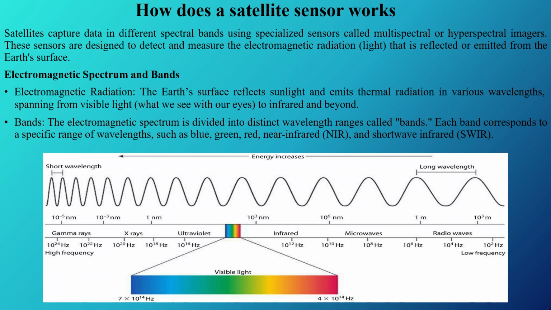The image shown here represents the electromagnetic spectrum, arranged from short wavelengths with high energy, like gamma rays and X-rays, to long wavelengths with low energy, such as microwaves and radio waves. The small highlighted portion in the middle represents visible light, which the human eye can see. Satellite sensors, however, can detect not only visible light, but also infrared and other wavelengths beyond human vision, allowing more detailed analysis of Earth's surface features.